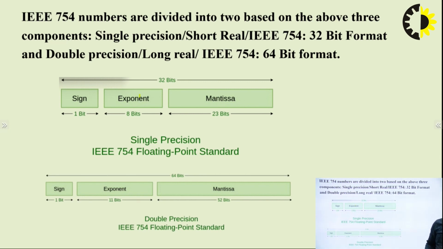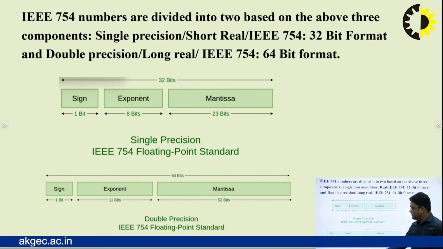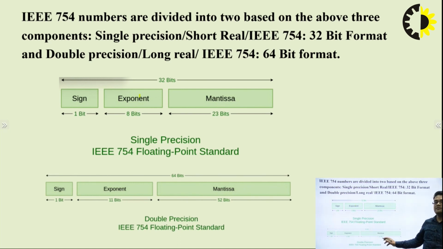According to the first format, we will assign 1 bit for sign, 8 bits for exponent, and 23 bits for mantissa, normalized mantissa basically. In double precision, we will again assign 1 bit for sign, but instead of 8 bits we will assign 11 bits to the exponent, and we will assign 52 bits for mantissa.